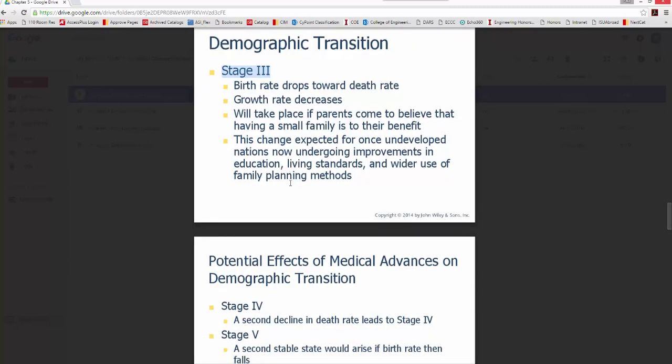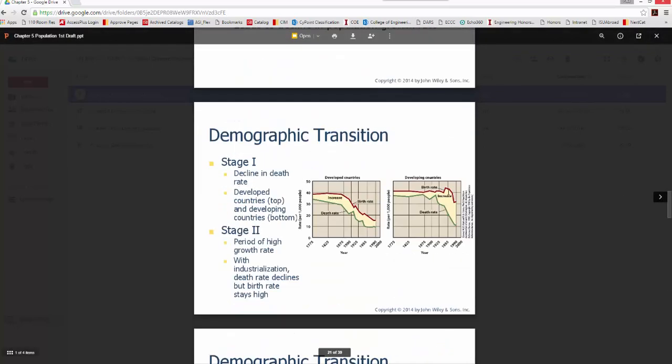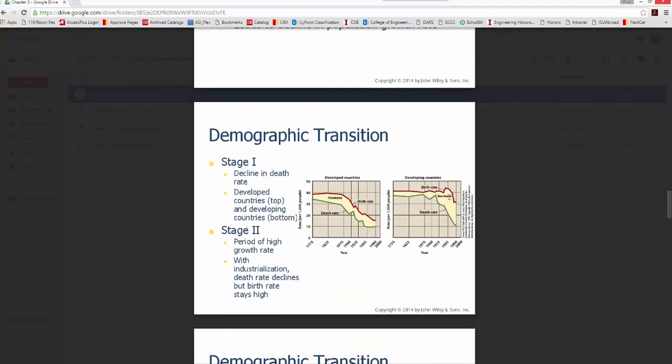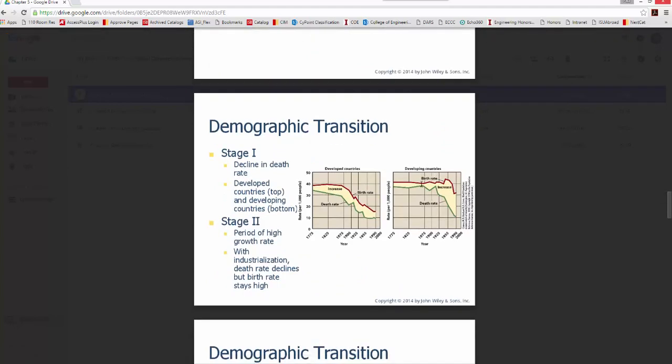For undeveloped countries, take a look at the continent of Africa as an example. There has been improvement in education and living standards, health, and family planning methods, and so now those rates have begun to decrease as well, the birth rates. And we see this back here, birth rates beginning to decrease in developing countries.